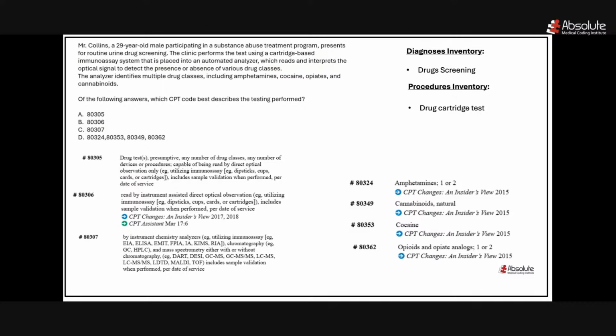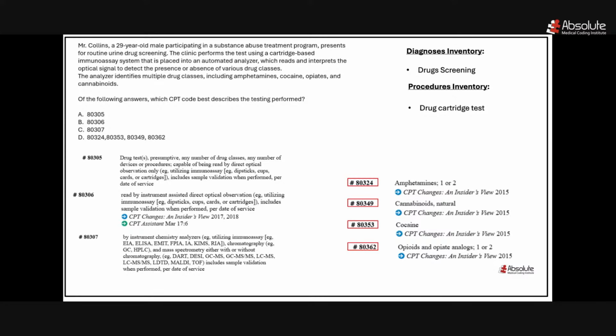So here we have a patient presenting for a drug screening, and a drug cartridge immunoassay test was performed. Option D is coding for 80324, 80349, 80353, and 80362. These are for definitive drug testing. So my question is, did we have a definitive drug testing in this scenario or a presumptive drug testing?